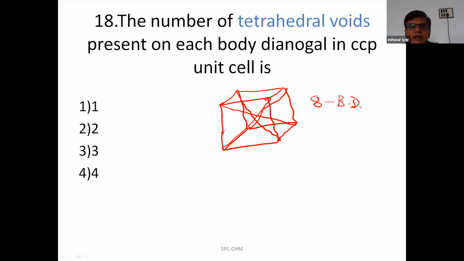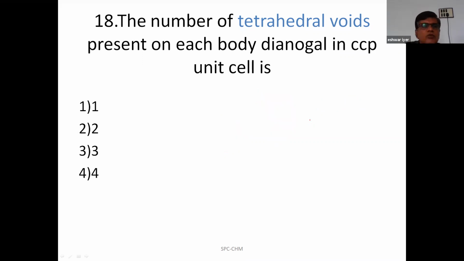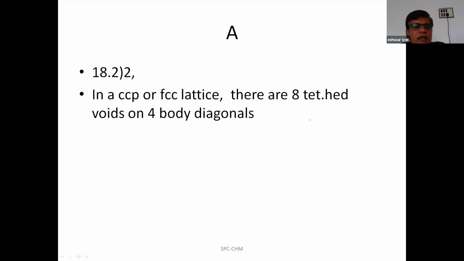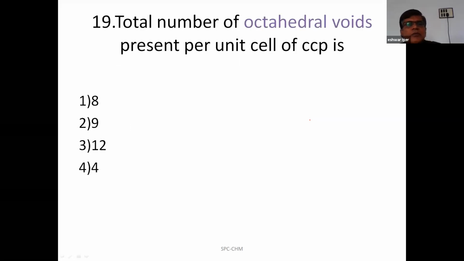And where do you locate the tetrahedral voids? I will tell you: 1, 2, 3, 4, 5, 6, 7, 8. If the bigger cube is divided into 8 small cubes, at the center of each small cube there is one tetrahedral void. So on one body diagonal you have one here, and one here. So it is 2 tetrahedral voids. Let us see the answer. Yes, it is 2. In a CCP or FCC lattice, there are 8 tetrahedral voids and 4 body diagonals. And they have asked about one body diagonal, that is 2 tetrahedral voids.